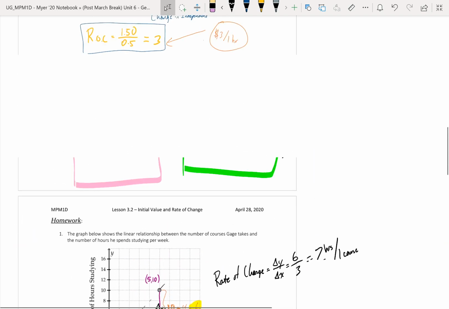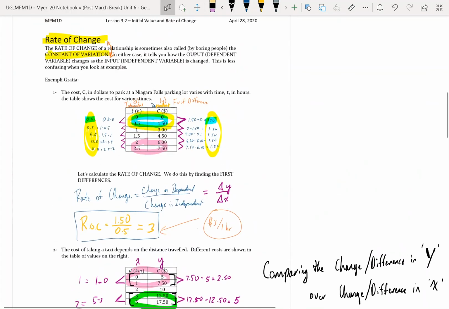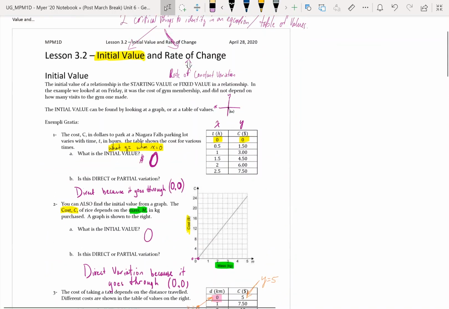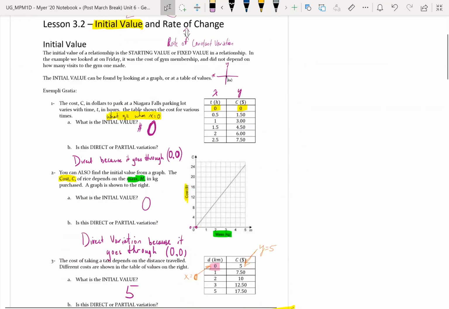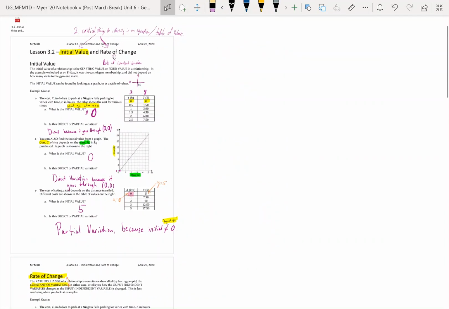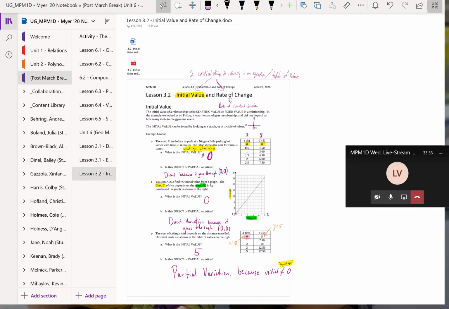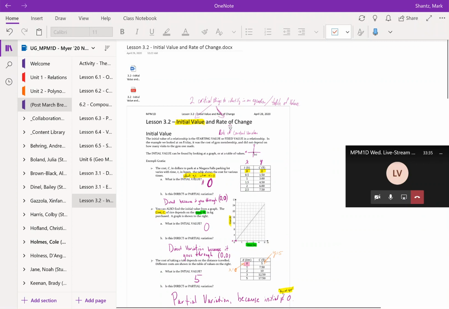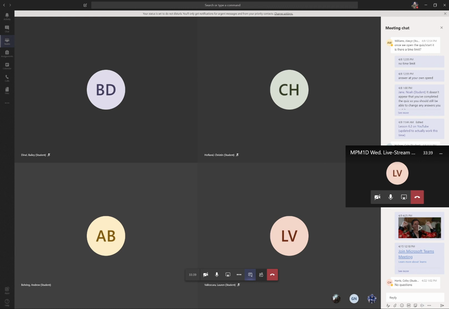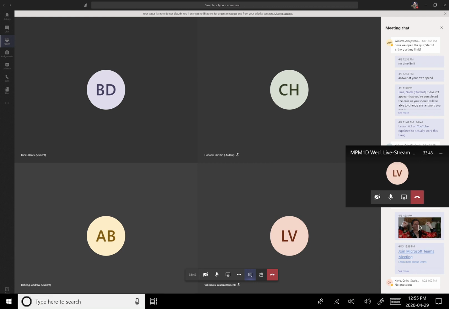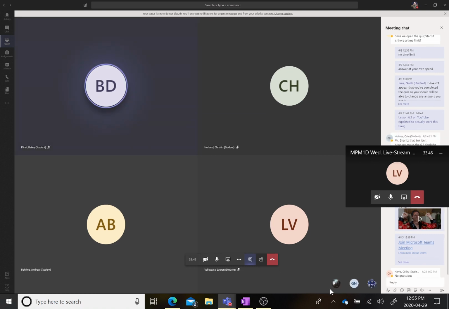I'm going to put up a quiz probably either later today or tomorrow, and it's just going to be really simple, on initial value, rate of change, partial variation, that kind of thing. So it should be pretty easy. Are there any questions about anything I've put up there so far? Nope. No? Pretty simple, straightforward? All right, let's stop it right there then.